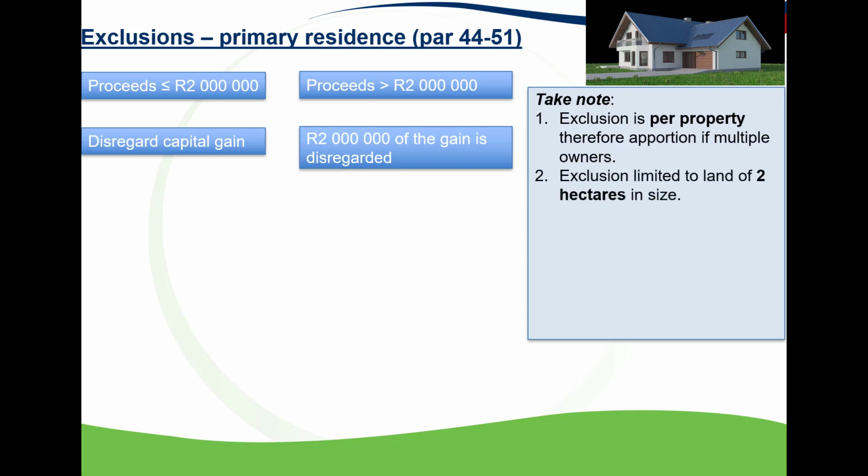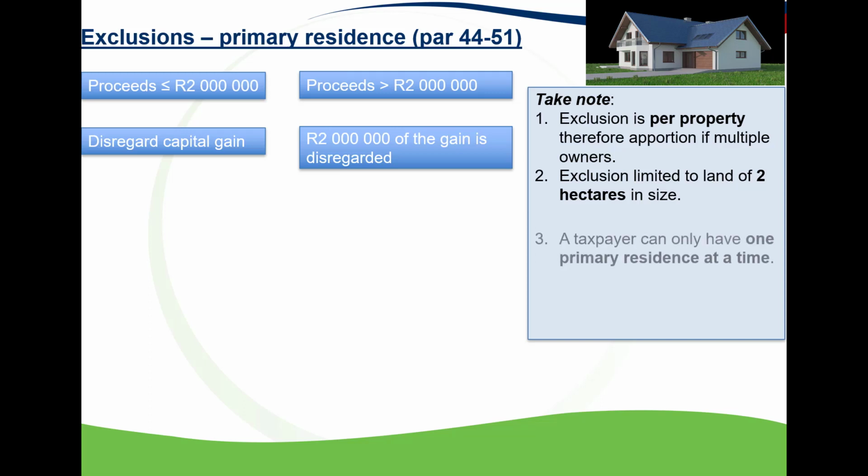The land size that is excluded is limited to 2 hectares. So you can have a scenario where you own a property on a farm, for example, and that farm has a land size of about 5 hectares. The portion of the gain that will be subject to the primary residence exclusion is only limited to 2 hectares. So 3 hectares of that 5 hectares will not be subject to the primary residence exclusion.